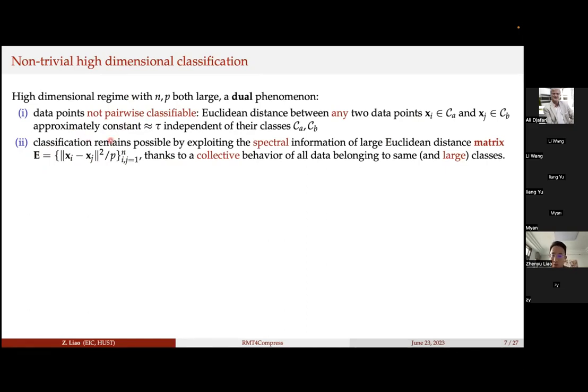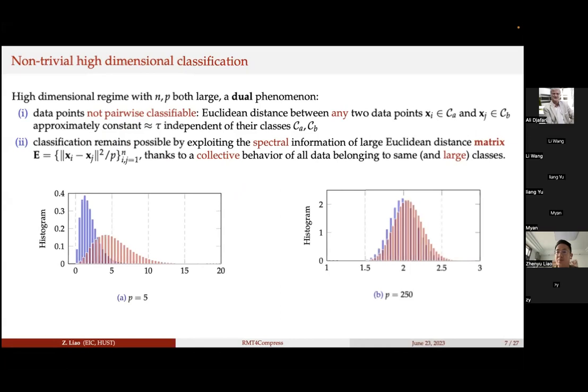However, we collect the spectral information: we compute its eigenvectors and eigenvalues. In doing that, since there is a collective behavior of all the data points drawn from a similar distribution, this in fact allows us to perform classification. I'll try to do a few simulations to numerically support these two dual observations.